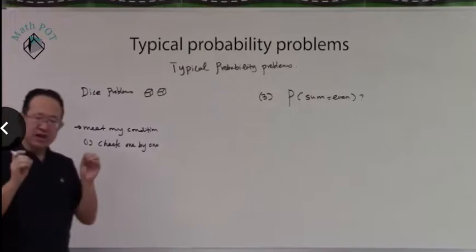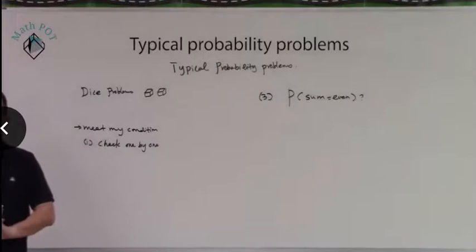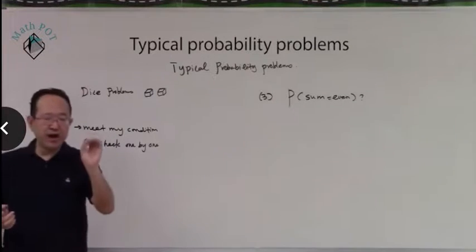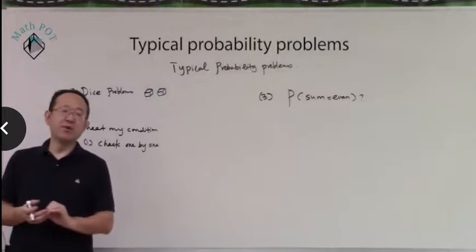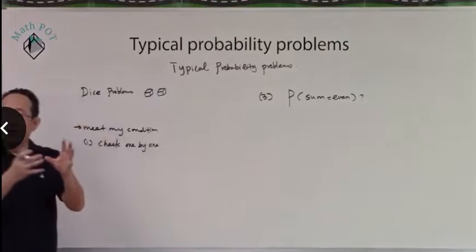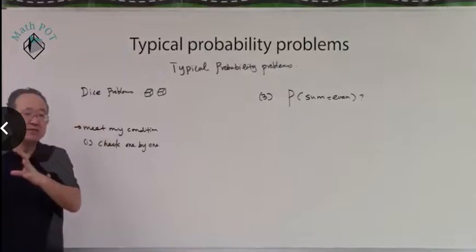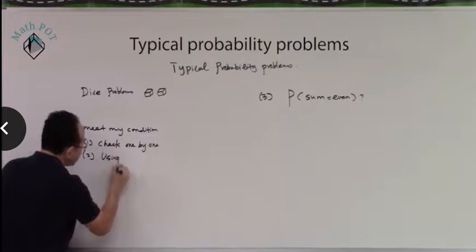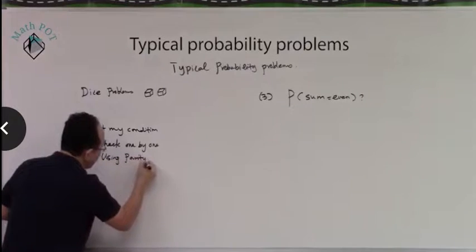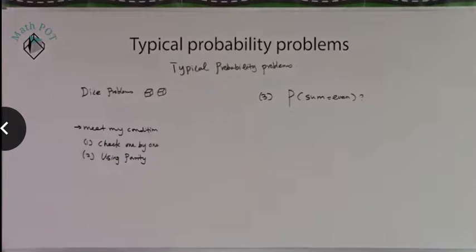For this one, of course, if two numbers add together to equal an even number, could it be odd plus odd, or even plus even? Of course, odd plus even or even plus odd gives us an odd number. Of course, we can use parity, so using parity to solve this kind of problem.